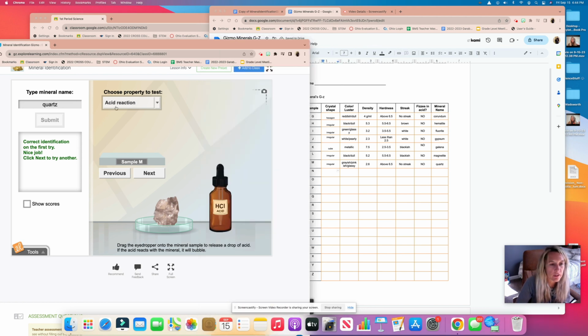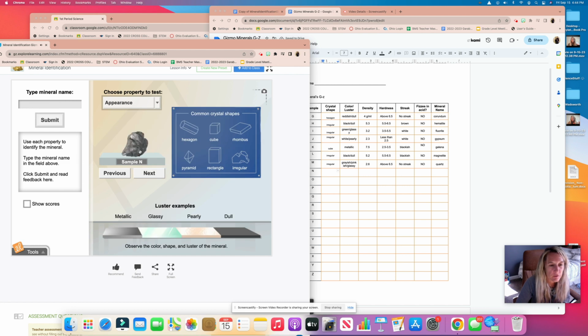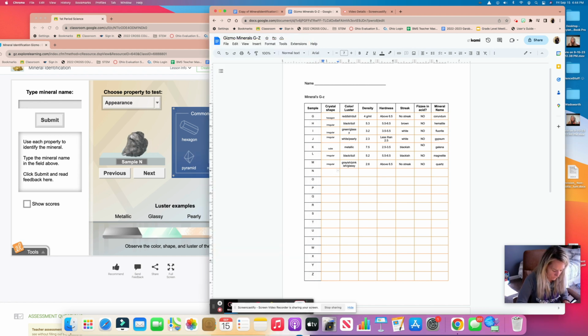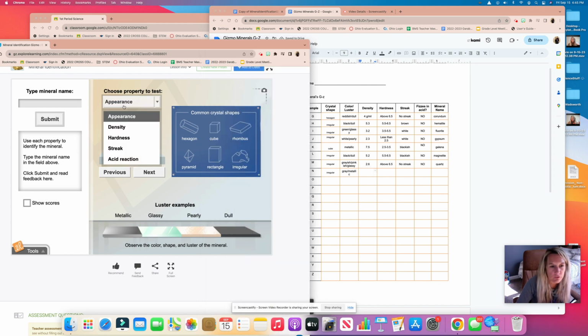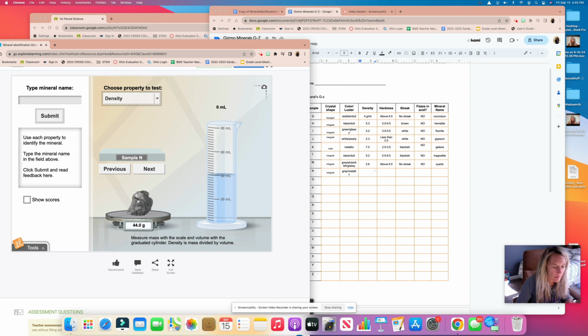All right, letter N. Letter N is gray. I would say this is pretty irregular. It doesn't really look like any of those. So irregular. It's gray and slightly metallic. I see some shimmer to it. They're trying to represent that, so we could say metallic. Let's take a look at density. Mass of 44 divided by the volume of 20 is 2.2.